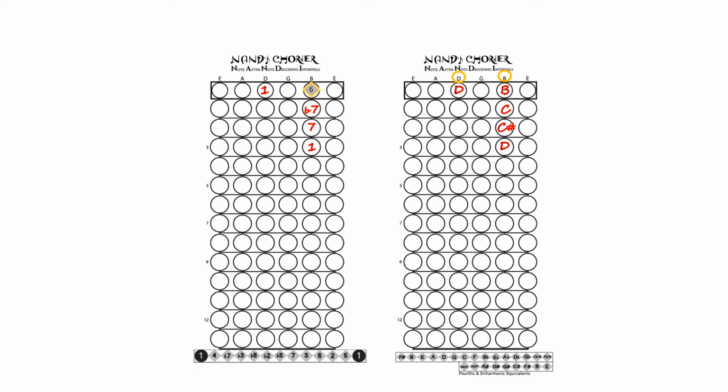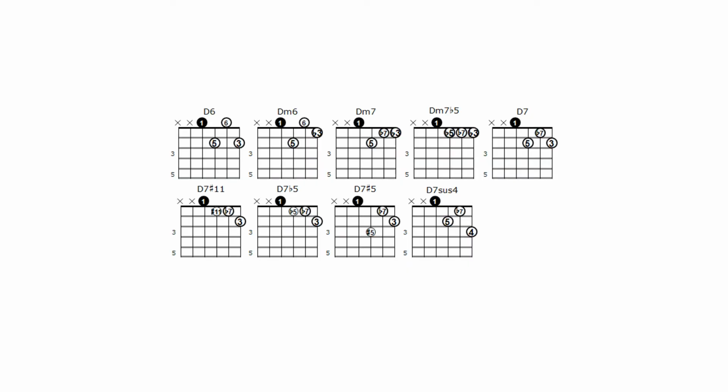The major sixth interval between the open D and B can be used as a reference when identifying the 6th, 7th, and octave intervals in the open D chord. Sixth chords include D major 6 and D minor 6.